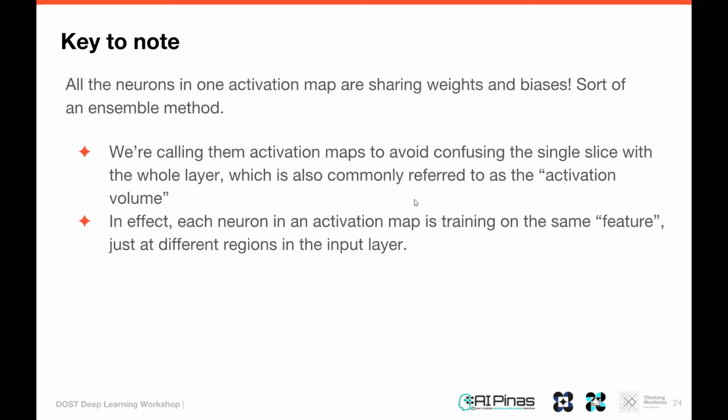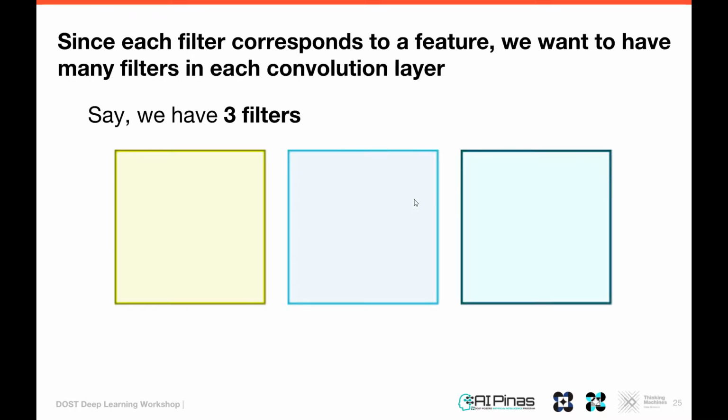So one filter equals one activation map, but one filter does not equal one activation volume. An activation volume consists of many different filters. Because think of it this way, each activation map is training to recognize the same visual feature, just at different regions in the input layer. So if you want to train your CNN to recognize different features, you have to generate different filters. So one filter equals one kind of visual hierarchical feature, and you want to have many layers in each convolution layer.